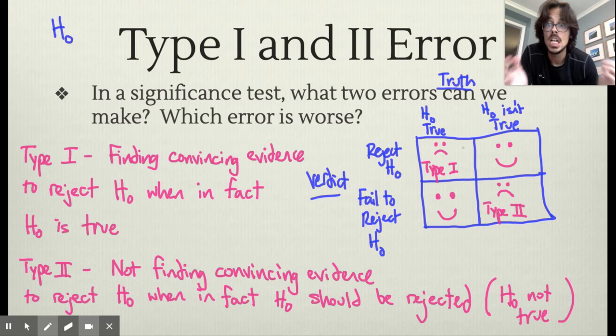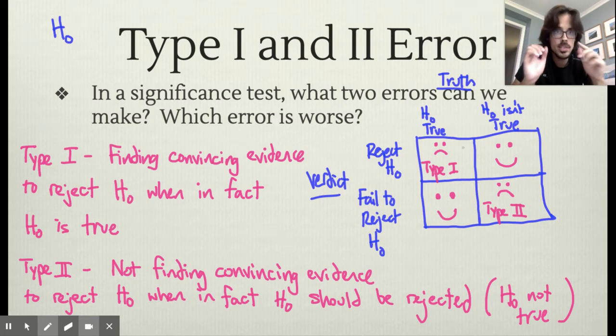Okay? Then we have a type 2 error. And a type 2 error is not finding convincing evidence to reject H0 when in fact H0 should be rejected, or in other words, H0 isn't true. So you would fail to reject H0 when you should have rejected H0. In my courtroom example, we would say not guilty. We don't have enough evidence to say guilty when the person actually was guilty.